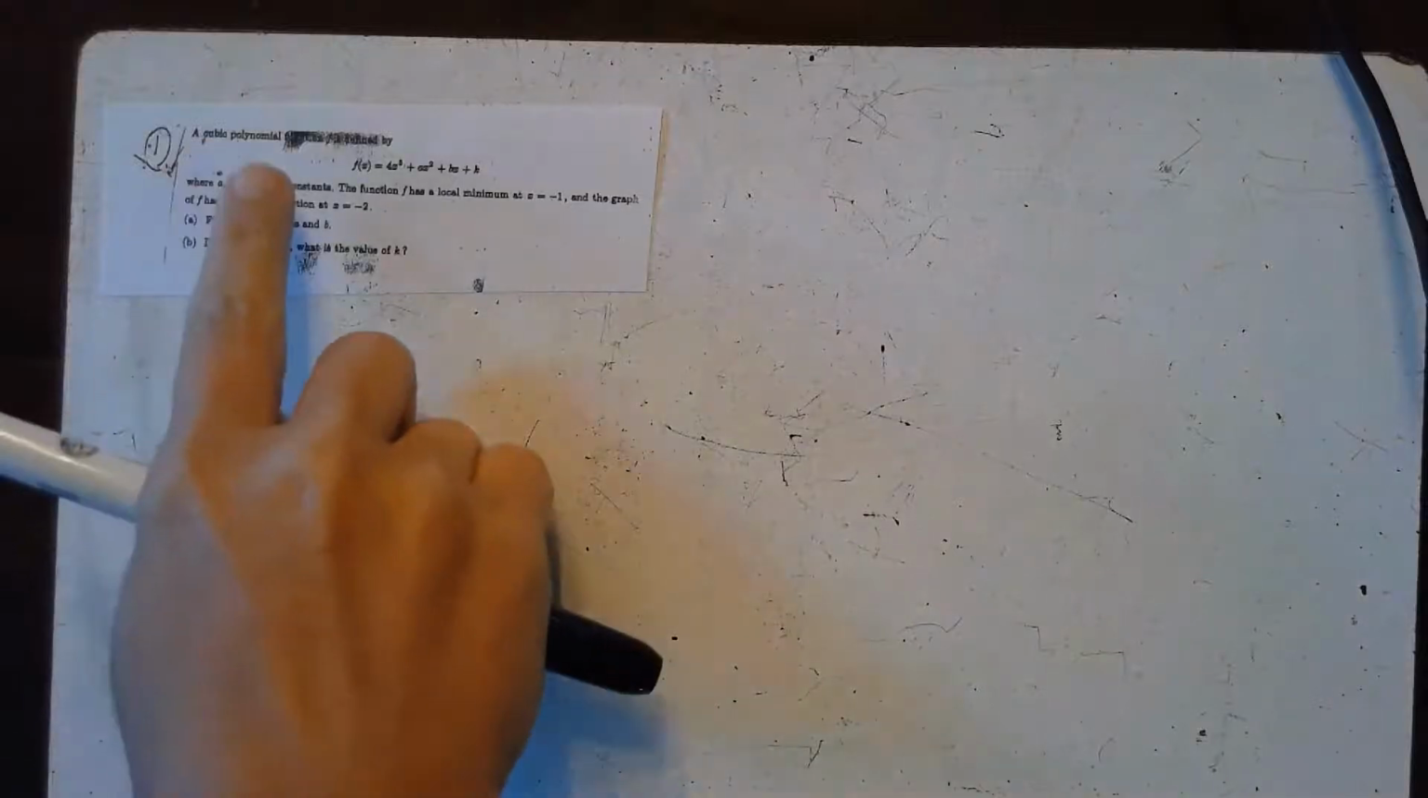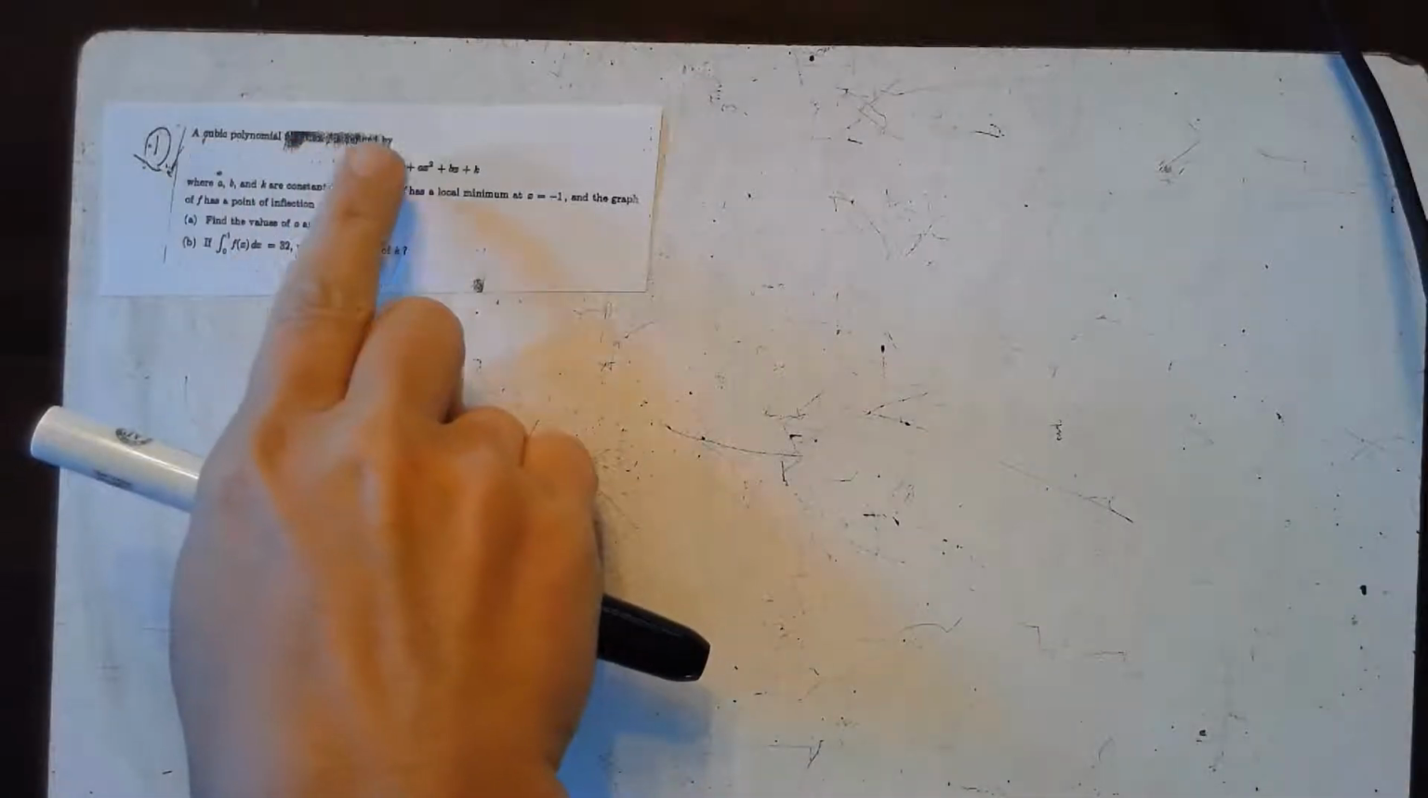It says a cubic polynomial function is defined by, so we have this cubic right here where a, b, and k are constants. The function has a local minimum at x equals -1, and the graph has a point of inflection at x equals -2. So we want to find the value of a and b. Well, here we know that there's a minimum at x equals -1. Well, where do minimums come from?